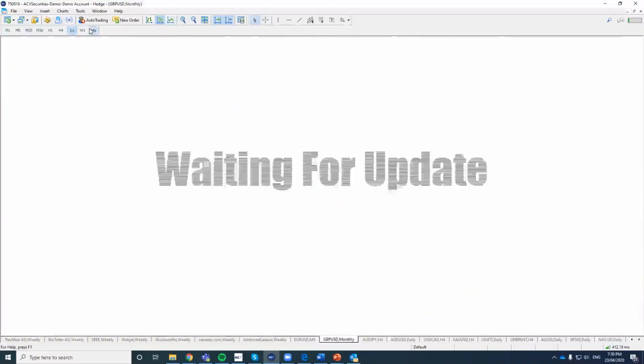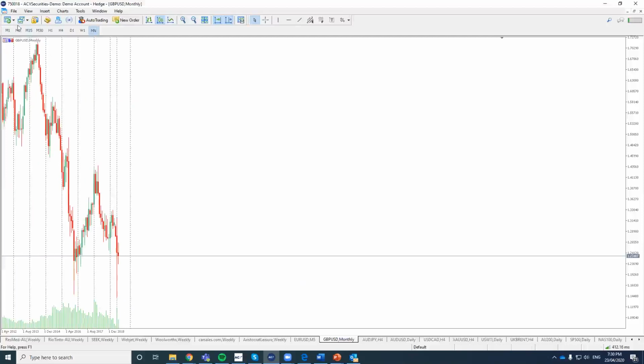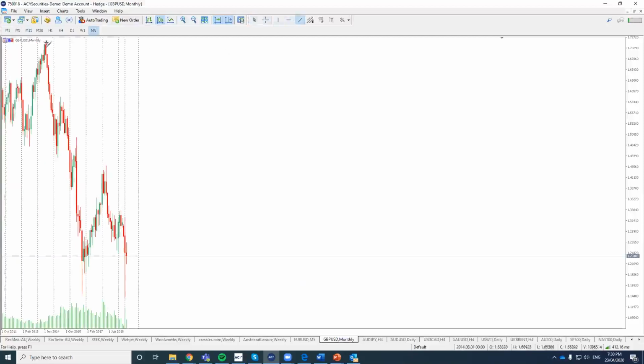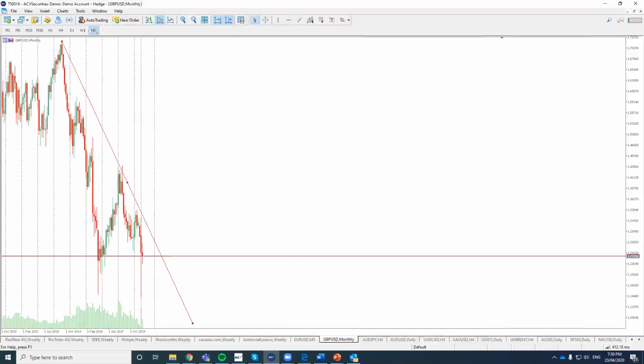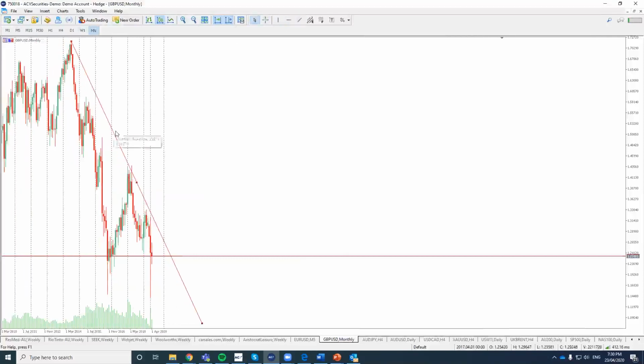So let's stick it at the monthly chart if I've got enough. Yes, I think I do have enough to get a line on there. Yeah, that'll do. So we have our first one.